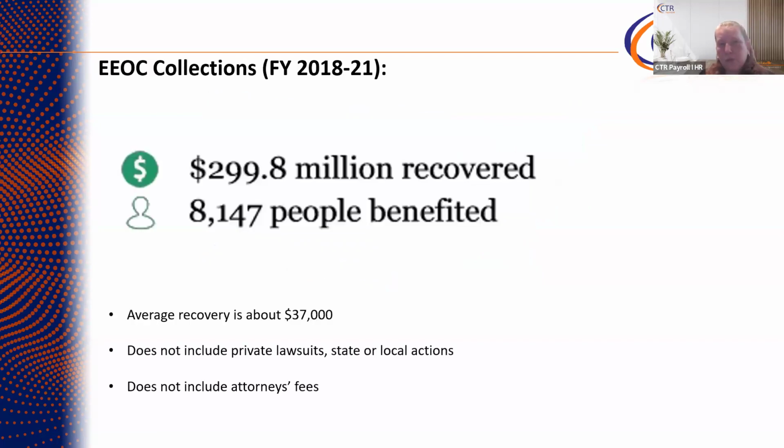And the EEOC, for the most recent data that we've got, recovered close to 300 million on these types of claims alone. Again, this does not include private lawsuits. It doesn't include state or local actions. And it doesn't include attorney's fees. These laws are what we call fee shifting provisions. In other words, if I, the employer, lose the case, I not only pay my own attorney for having lost my case, but I pay the employee's attorney as well. It's a fee shifting statute, which is true of most federal laws.